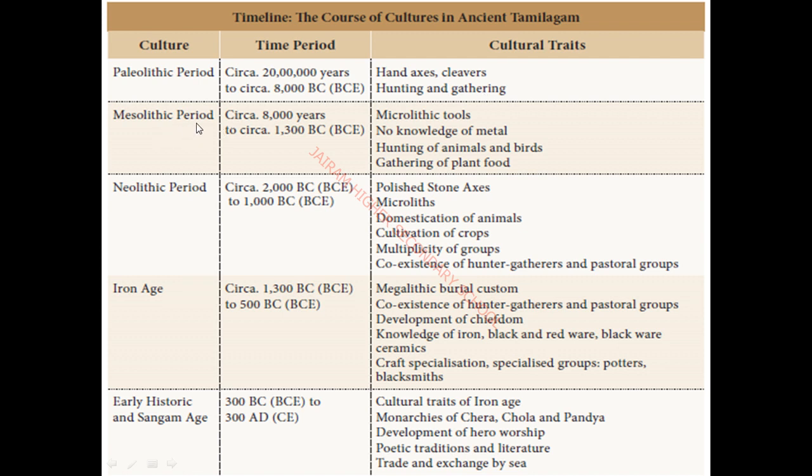Then in the Mesolithic period, approximately 8,000 years to 1,300 years, they used microlithic tools. They had no knowledge of metals, and they hunted animals and birds and gathered plant foods.